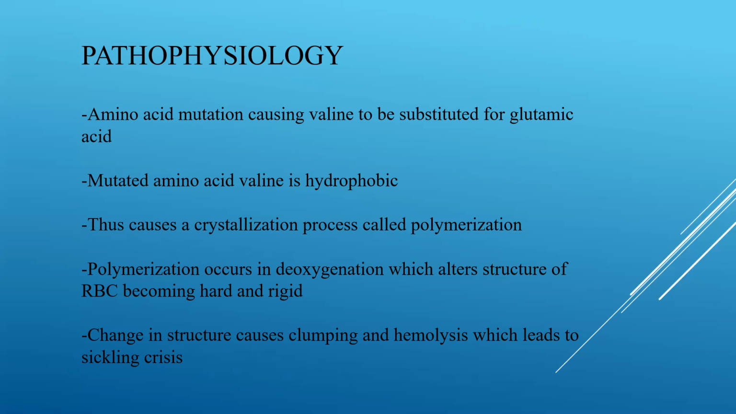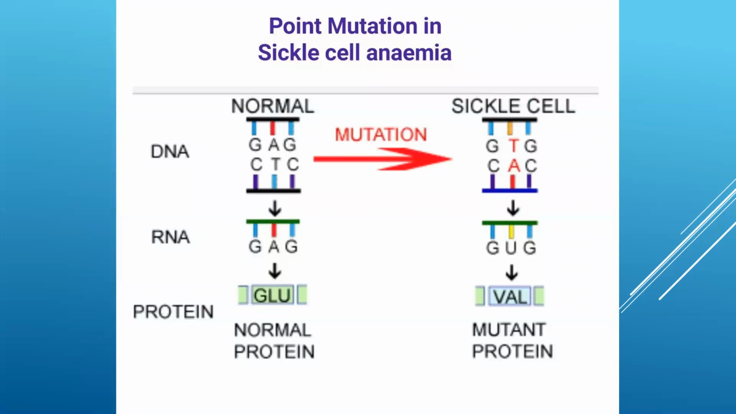Therefore, the hemoglobin polymers grow rapidly to form long fibers, which cause the red blood cell to become hard and rigid. The change in structure causes clumping and hemolysis, which leads to sickling crisis. This is a picture showing the point mutation of sickle cell anemia.